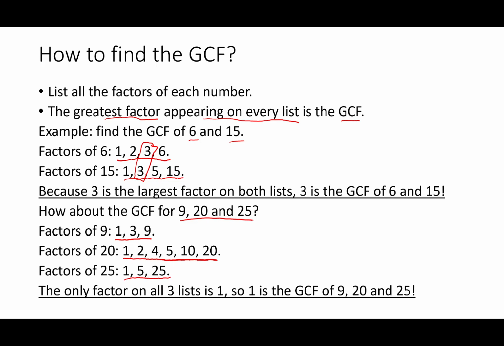Now you will notice that of the three lists here, the only factor on all three lists will be 1 itself. So therefore, 1 is the GCF of 9, 20, and 25.